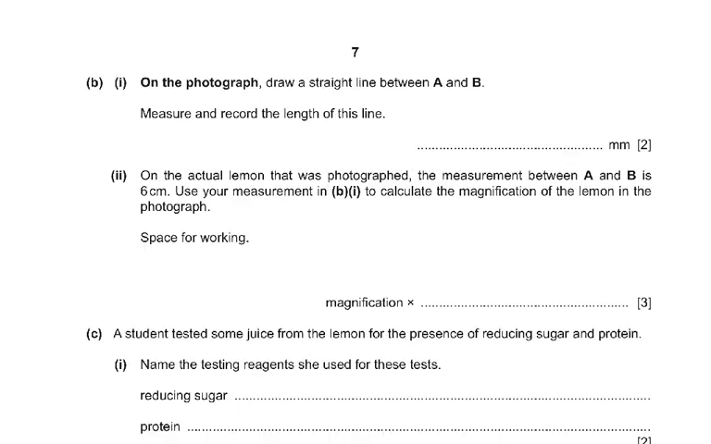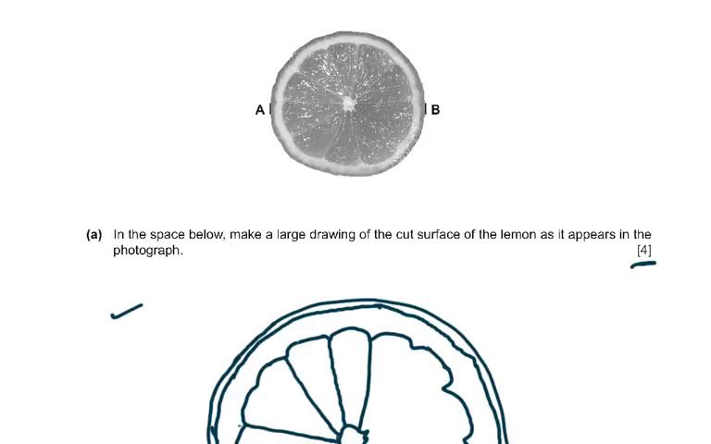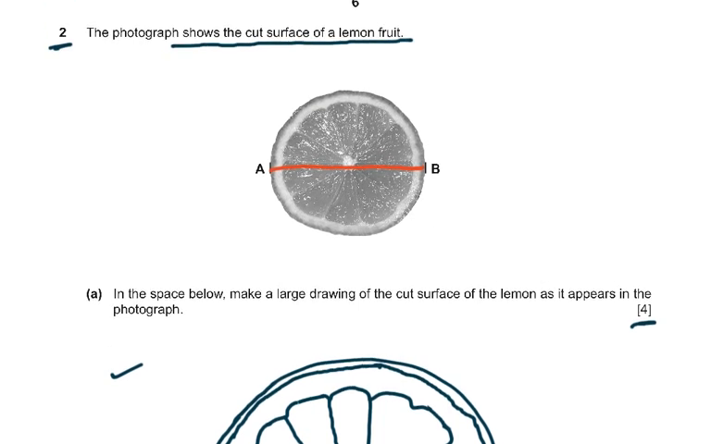Now it says on the photograph, draw a straight line between A and B. Measure and record the length of this line. So on which photograph is it saying? This is the photograph. So you have to draw a line between A and B. This is what you have to do on the photograph. It didn't say on the diagram because it says here the photograph. So this is the photograph. This is where you would make a mistake. I know it. I'm 100%.